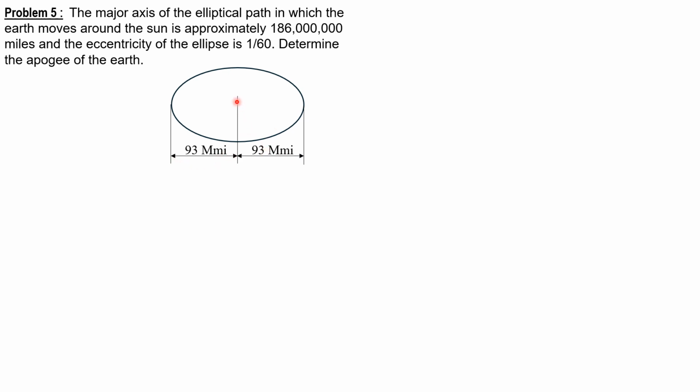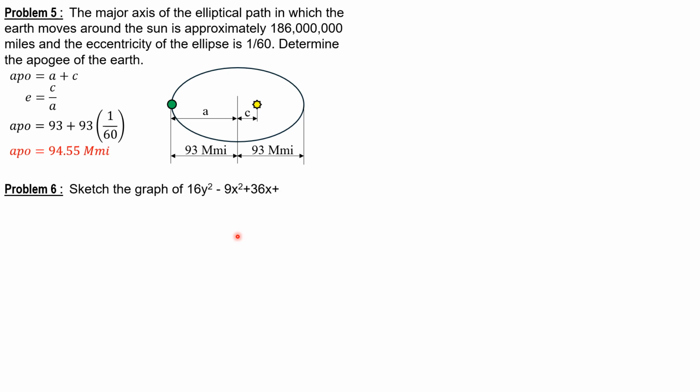This is A. This is the center. So this is one of the positions of the Earth, because the Earth revolves around the Sun. For the farthest distance, the Sun should be here and the Earth should be here. So this is A, and the center to one of the foci is C. Therefore, the apogee is A plus C, where eccentricity is C over A. Therefore, C is A times E, where A is 93 million miles. So substitute: 93 plus 93 times 1 over 60. So the apogee is equal to 94.55 million miles. Remember, this is the farthest distance between the Earth and the Sun.